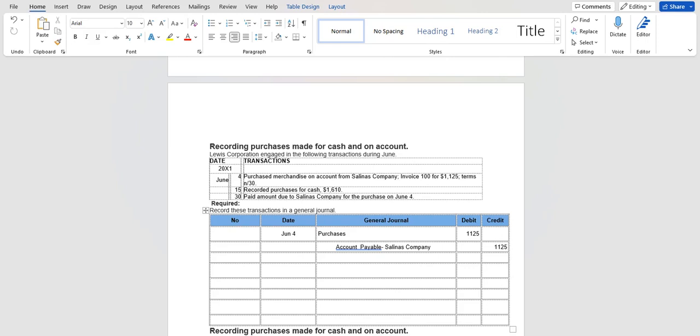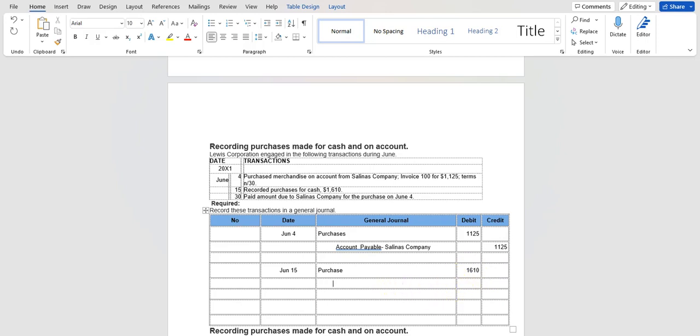All right, so then next we have June 15th. Okay, so I'm just following the information given here. So we'll say June 15th. And we're going to record purchases for cash. Okay, so we have purchases and we paid with cash. All right, so then our purchase total is $16.10. All right, and we use cash.